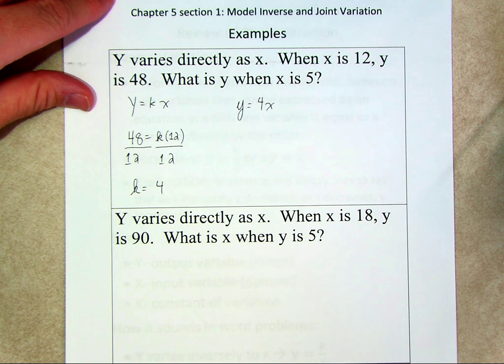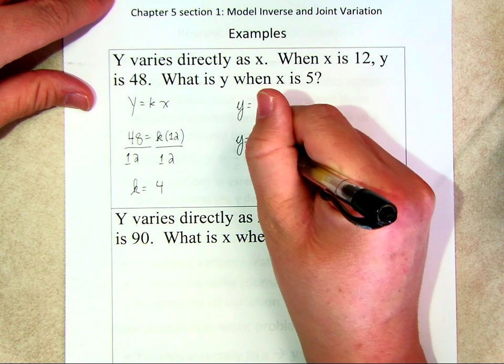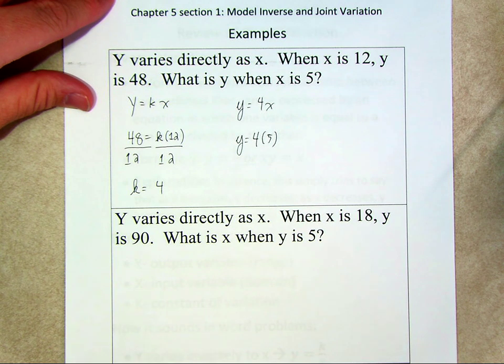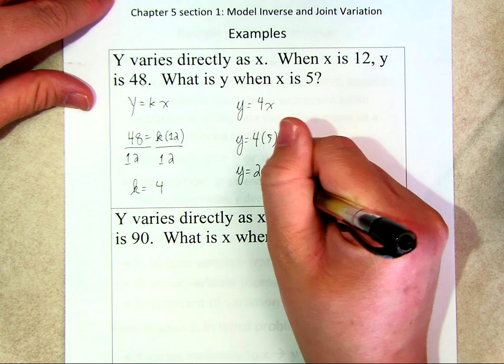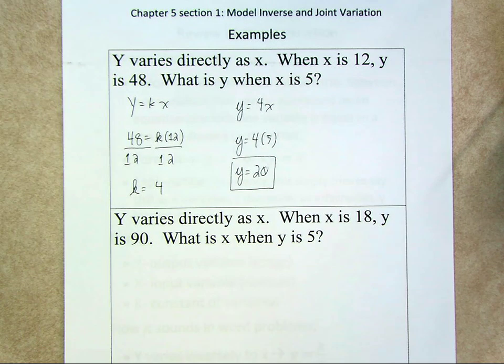So they want to know, what is y when x is 5? Well, we just plug it in. Y equals 4 times 5. Therefore, y will be 20. Behold. That was kind of fun. That's pretty much as hard as it's going to get. We're going to get to joint later on, which throws a couple more wrinkles, but this is essentially direct.